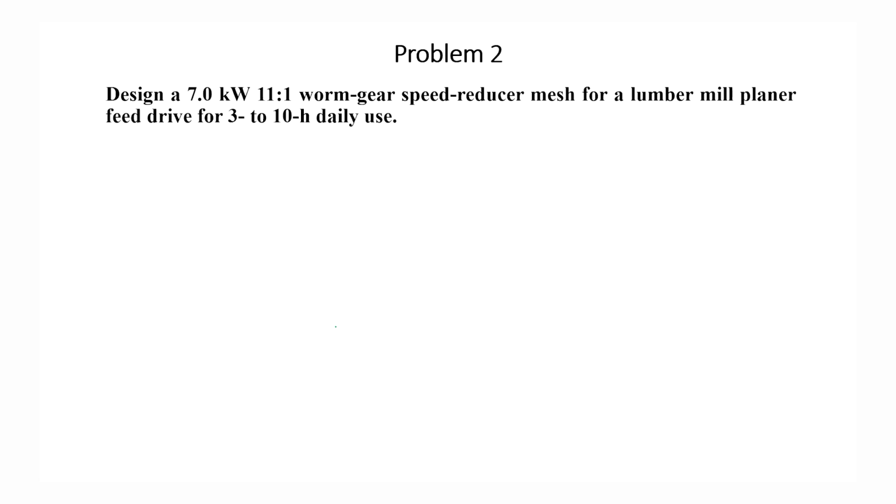Now, let's take a design problem, which says: design a 7 kilowatt 11:1 worm gear speed reducer mesh for a lumber mill planer feed drive for 3 to 10 hour daily use. 11:1 means this is the gear ratio or the velocity ratio mg, and 7 kilowatt is your H, the power which you want to transmit with the worm and worm gear set.